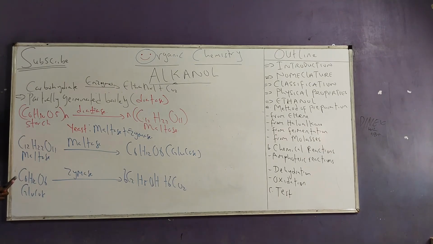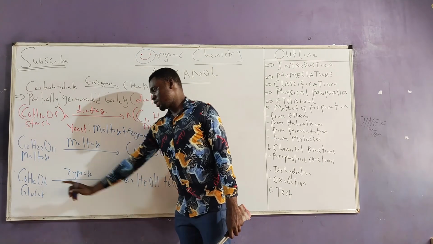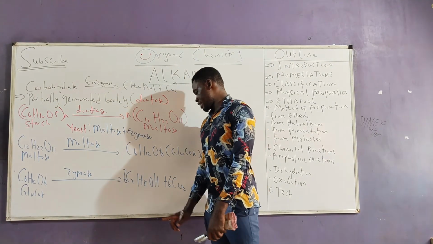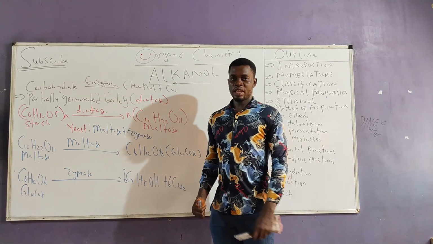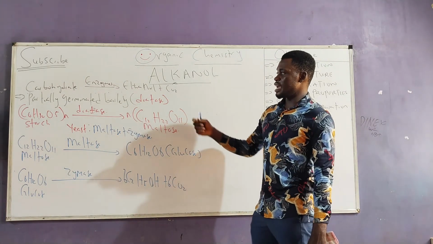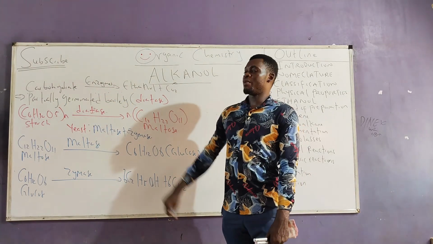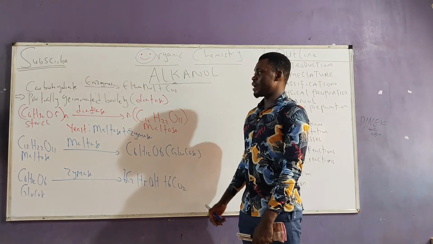Very important. This is the most important process involved in fermentation: the conversion of glucose into ethanol and CO2. So like I said, I can prepare ethanol by fermentation. I would say fermentation is the enzymatic breakdown of carbohydrate into ethanol with the liberation of carbon dioxide as a byproduct.